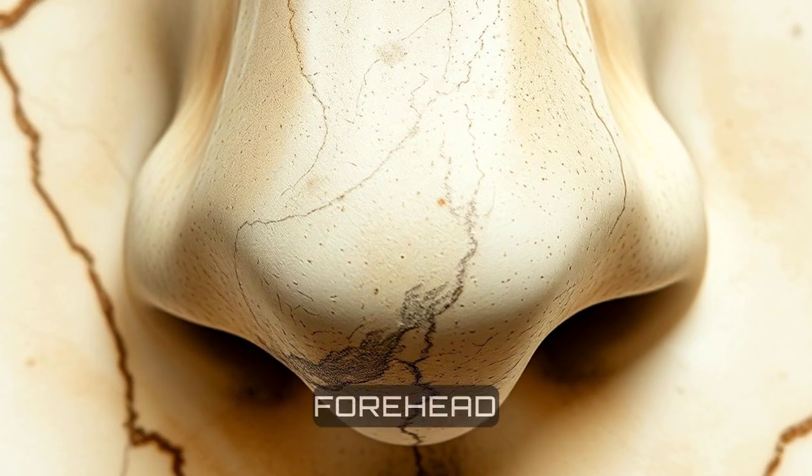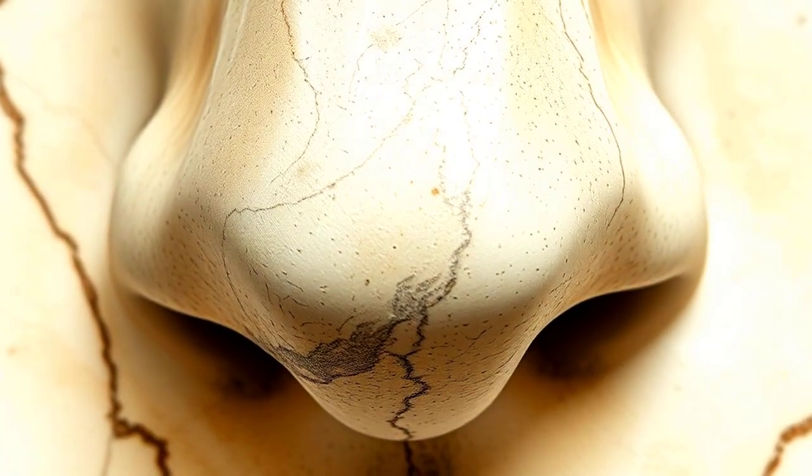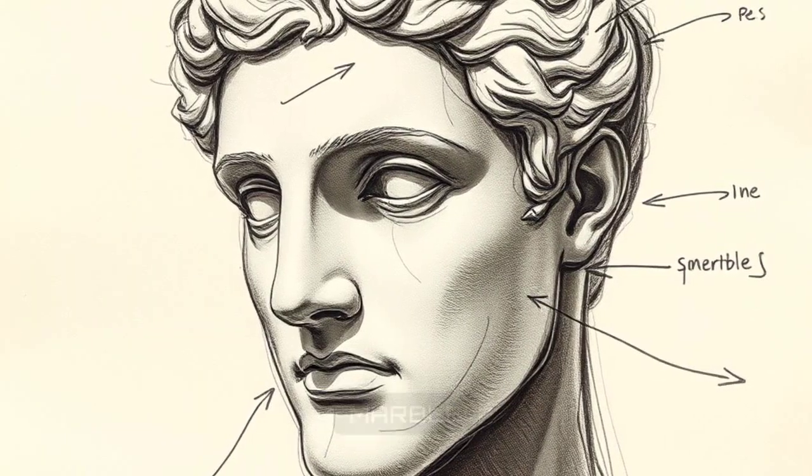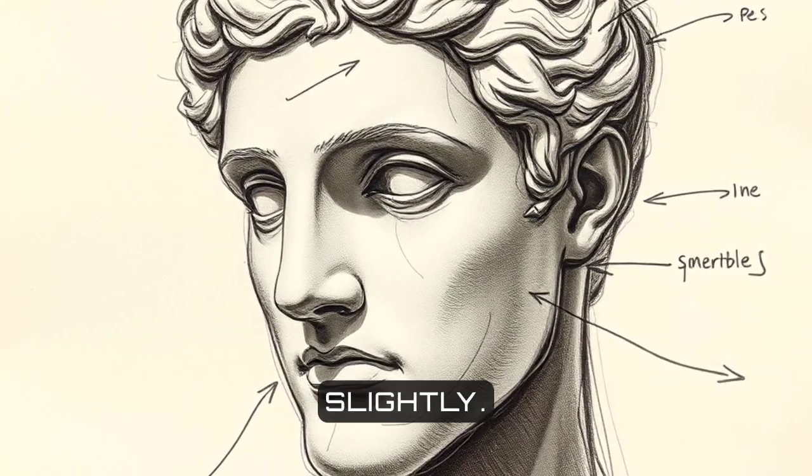Zoom in on the nose and forehead to refine grain and surface micro detail with low-strength brushes. Adjust vein intensity to add faint marble striations, lower color saturation, and nudge contrast slightly.